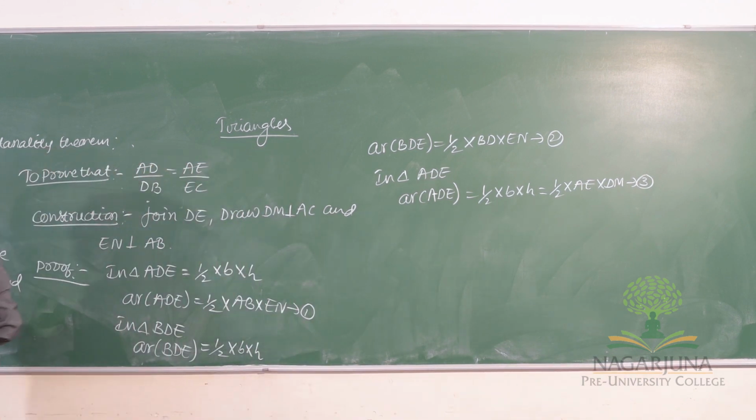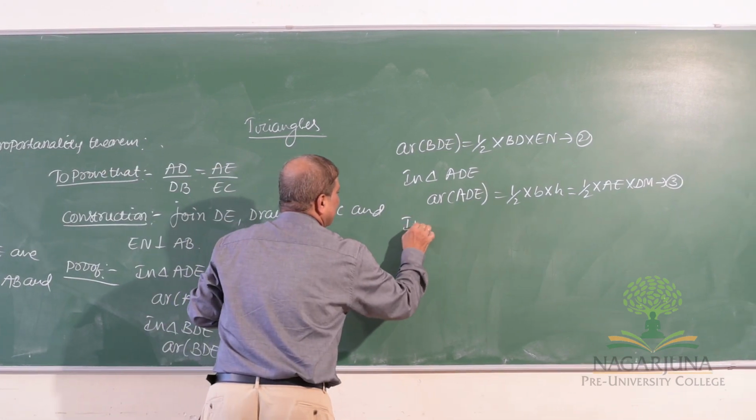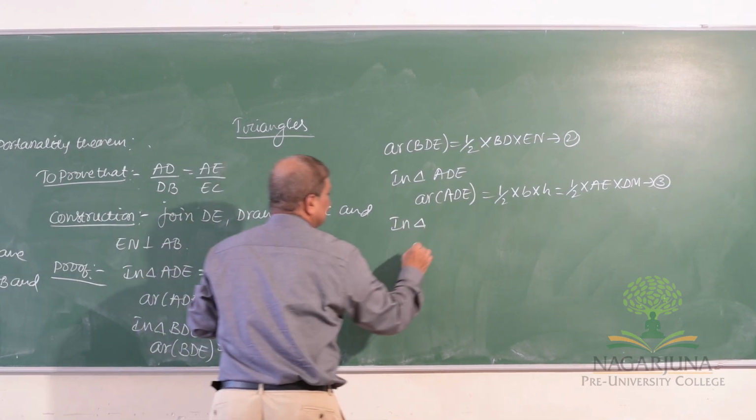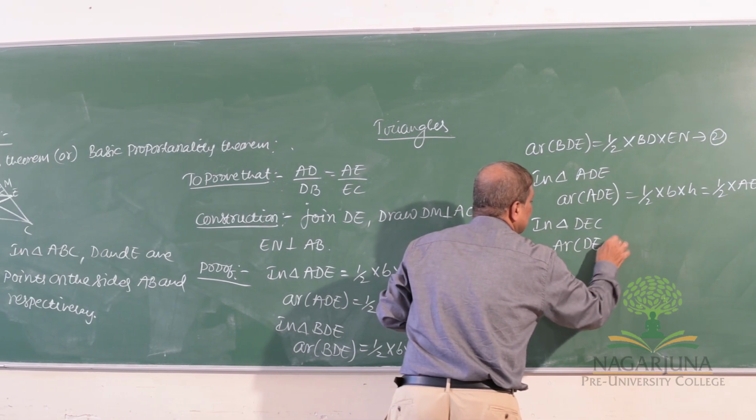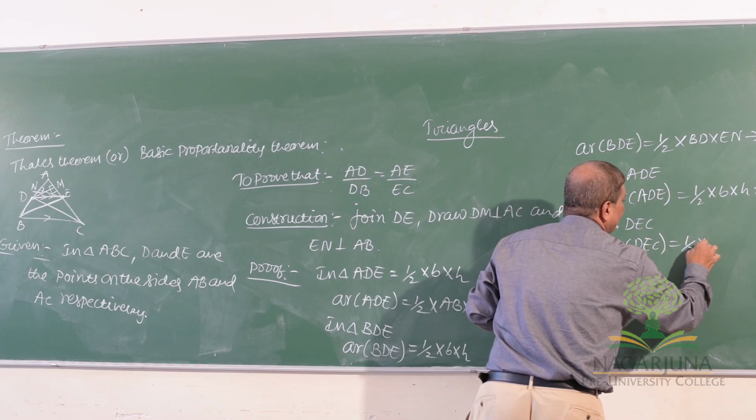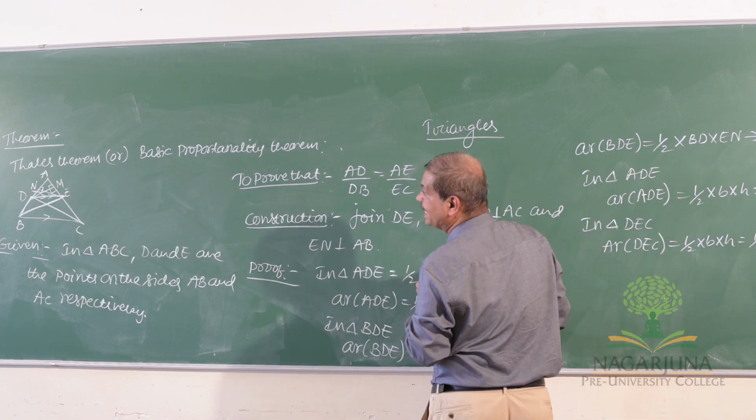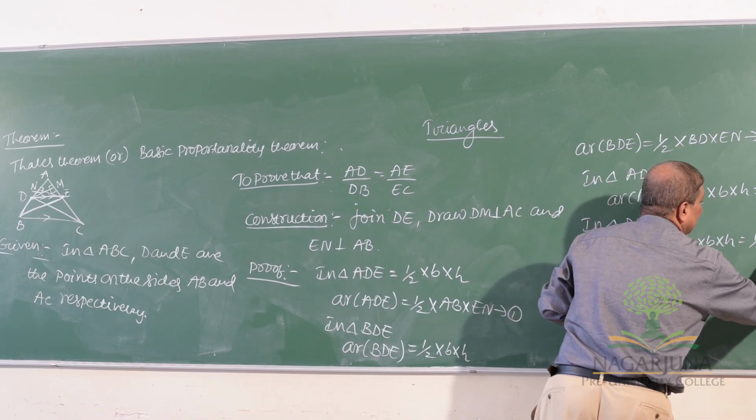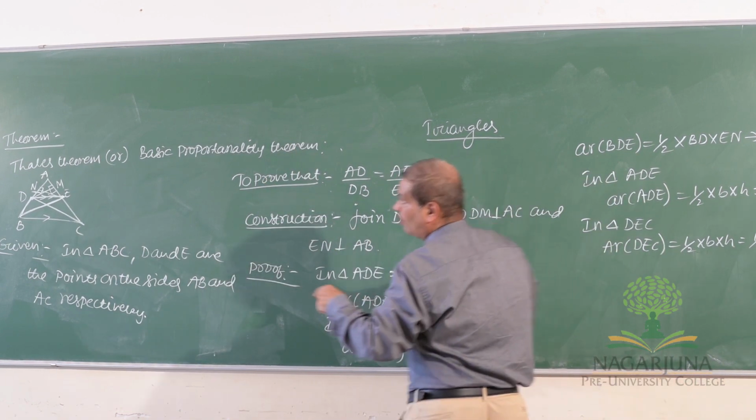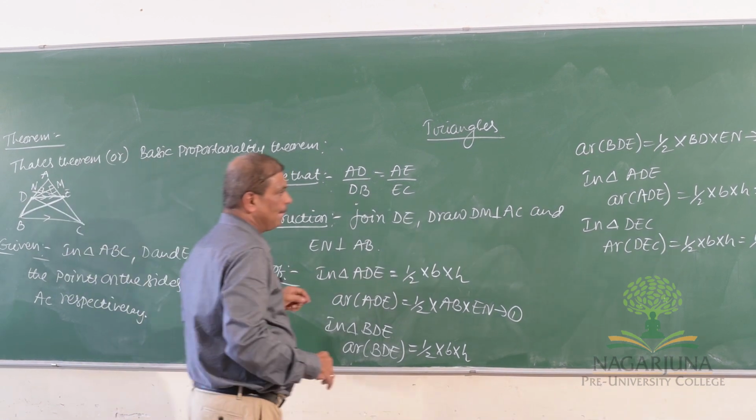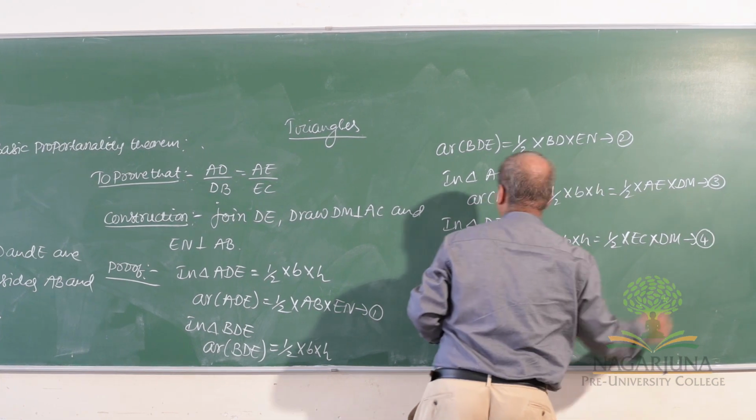And one more triangle, DEC. In triangle DEC, the area of triangle DEC is equal to half into base into height. The base is EC, and the height is the same, DM. So half into EC into DM. Call this equation 4.